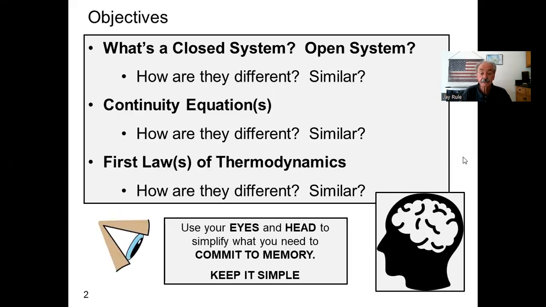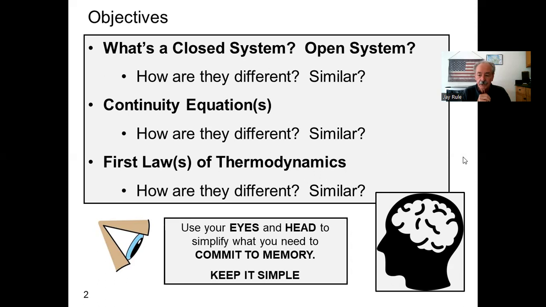Okay, so here are the objectives. Quickly review what's a closed system versus what's an open system. How are these different and how are they similar? Then we're going to make a comparison with the continuity equation, conservation of mass. How are these different and how are they similar for closed and open systems? And then finally, we're going to state the first law of thermodynamics for both closed and open systems. Compare those. How are they different?